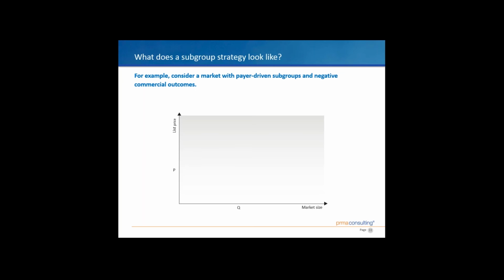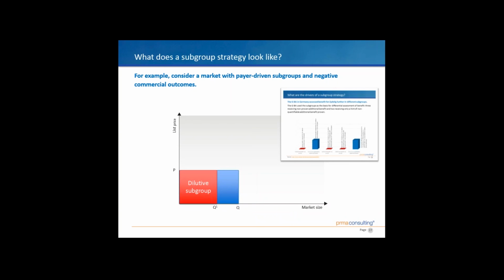Let's illustrate this. Let's suppose we have a market in inverted commas. We have market size along the bottom. We have list price along the vertical axis. And this will give us our licensed indication. This is our intended patient population and our intended price, which is then met at this level of reimbursement by a payer-driven subgroup. This move from Q down to Q1, so restriction into what I'll call a dilutive subgroup.